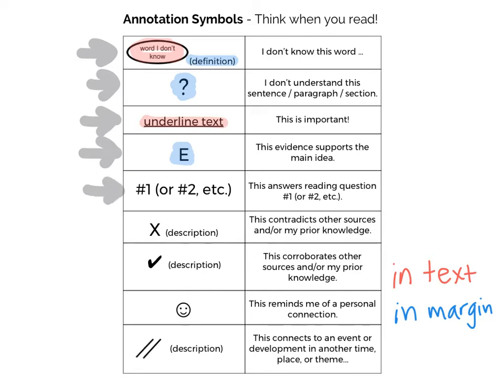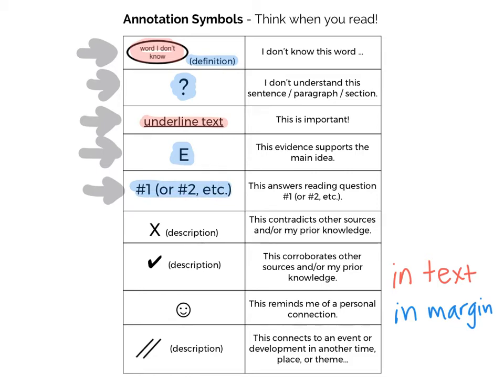The next one is the numbers of reading questions. If your teacher has given you reading questions to answer, it's best to answer those questions after you've finished a section of reading, or at least after you've finished a whole paragraph so that you can kind of digest that information and then put it into your own words, because you always want to put it into your own words. You always want to paraphrase it to make sure that you understand it. So you would write number 1 or number 2 or whatever number the question is that it answers.